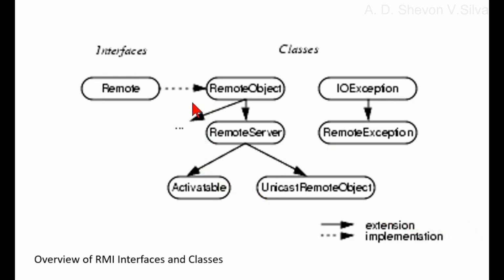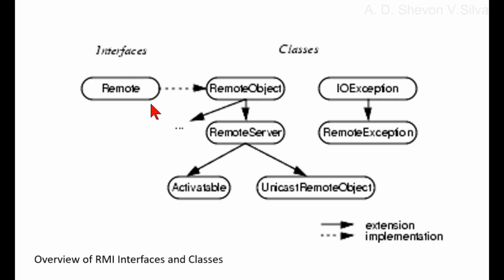In RMI, this is the java.rmi.Remote interface. In RMI, the remote interface is an interface that declares a set of methods that may be invoked from a remote Java virtual machine. A remote interface must satisfy the following requirements.